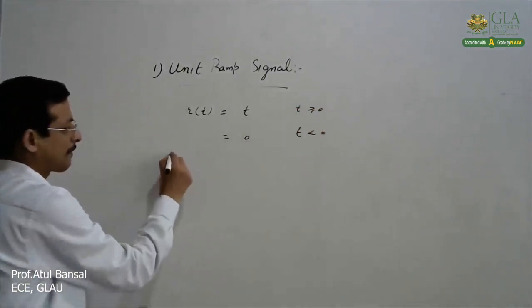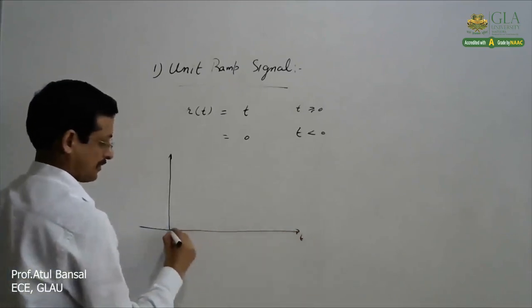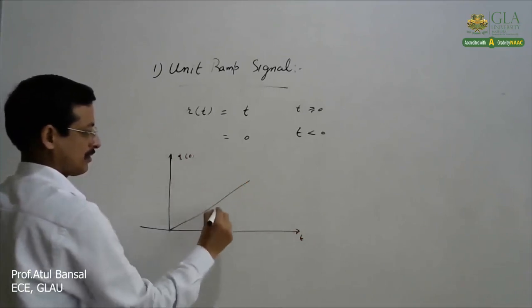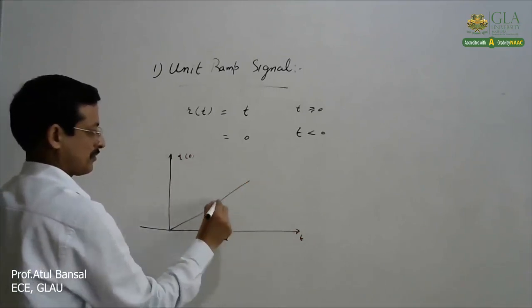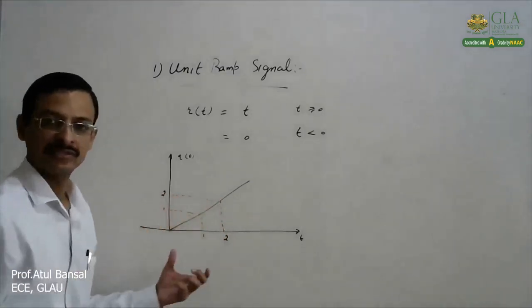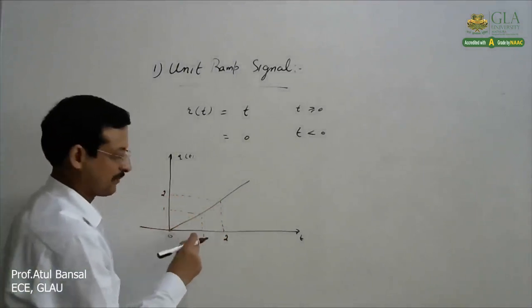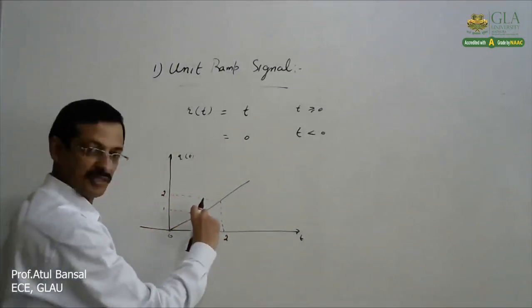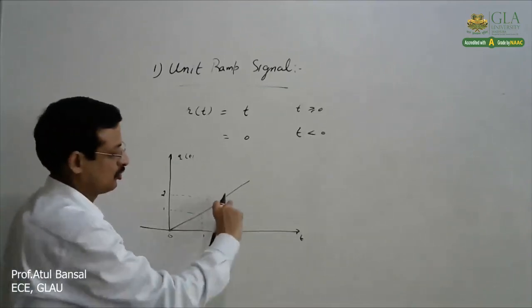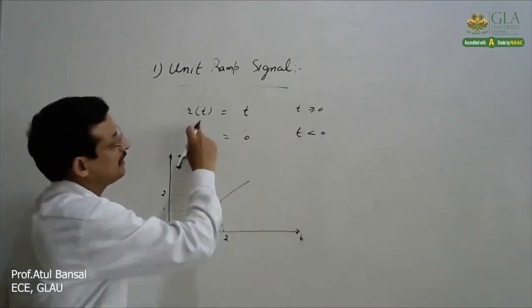So graphically, this is the unit ramp signal. You can see its slope is 1, right? This intercept is 1, this is 1. So 1 by 1, we can say the slope is 1. Then 2 by 2, the slope is again 1. So that is the linearly increasing ramp signal.